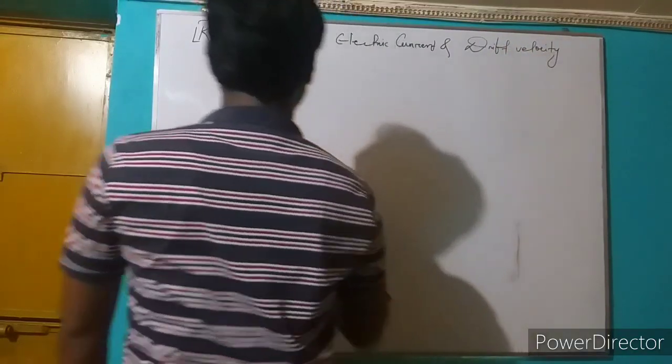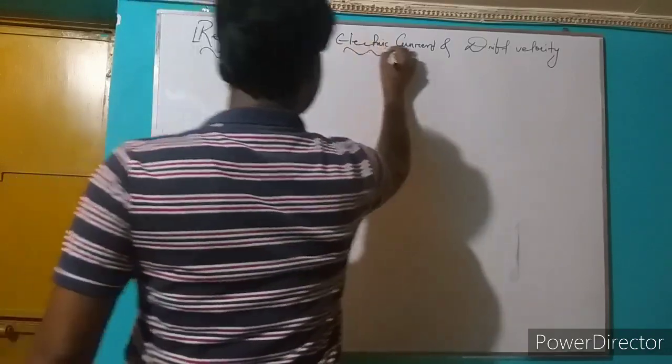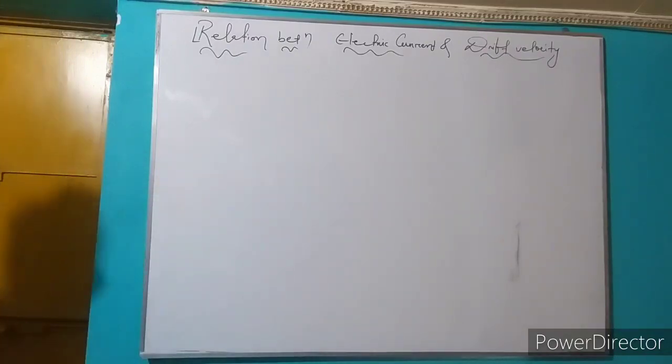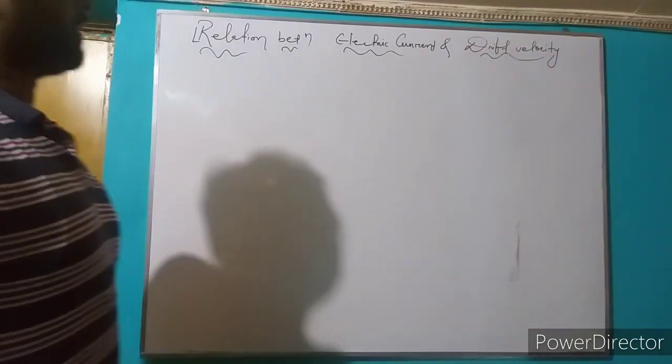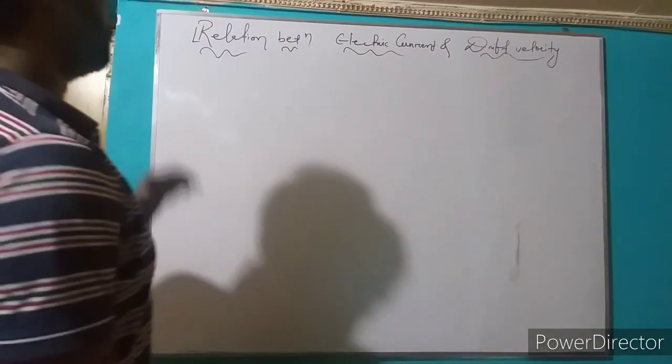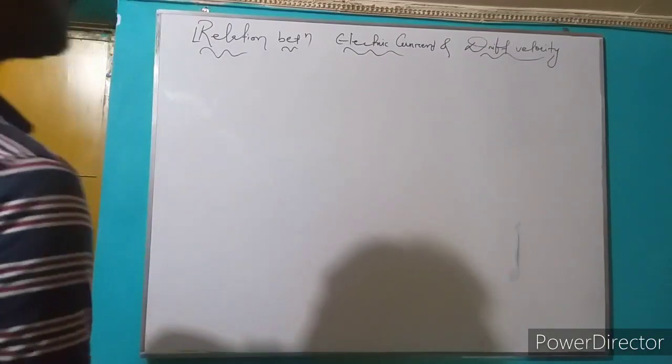Clear? So what is the relation between electric current and drift velocity? This is a very important relation, okay, while you solve the long question. Clear? So what do we mean by the relation between electric current and drift velocity?